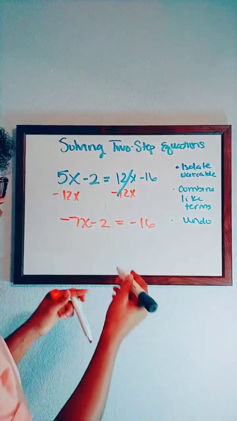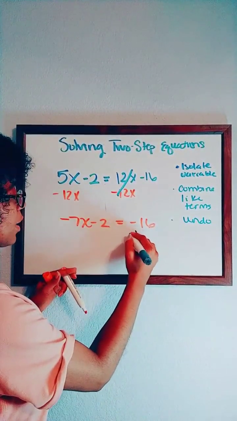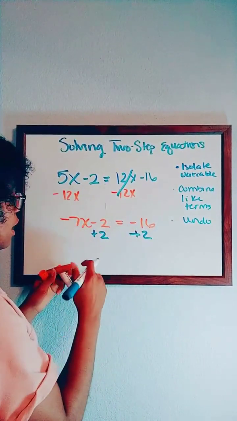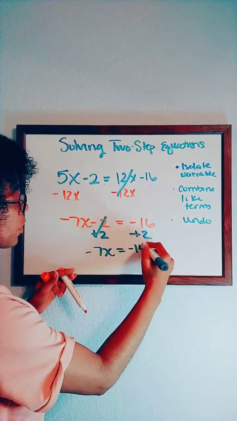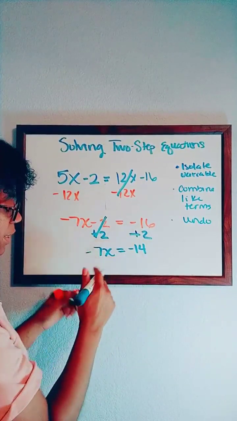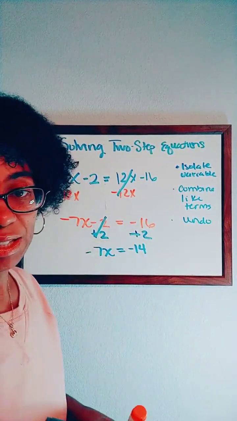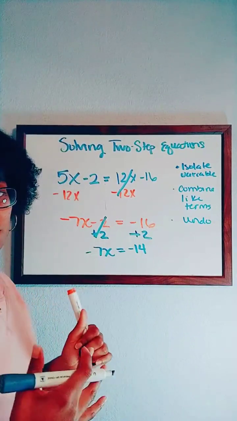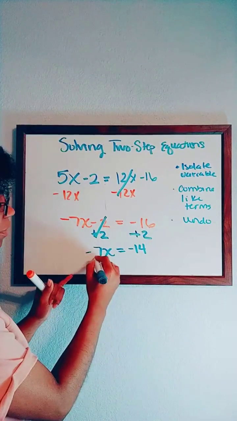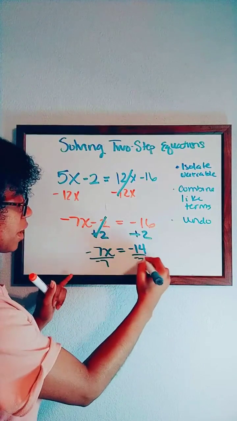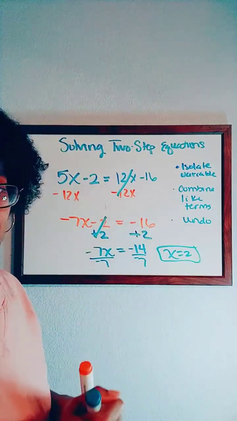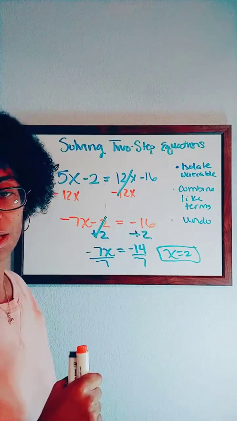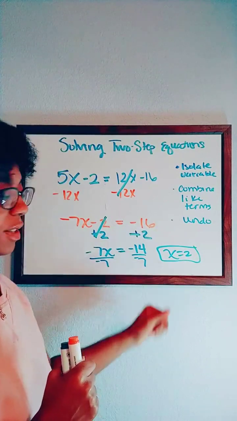Add 2 to both sides. Yes, sweets. So now I'm going to add 2 to both sides. And so that's going to give me negative 7x is equal to negative 14. Now I'm just going to do the same thing that I did. The only thing that's different is the signs in the division. So I'm going to divide both sides by negative 7. Now x, the answer is still going to be positive 2.